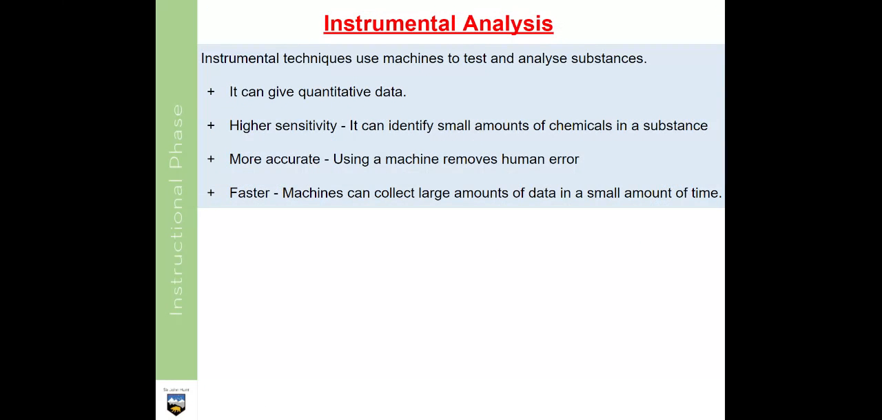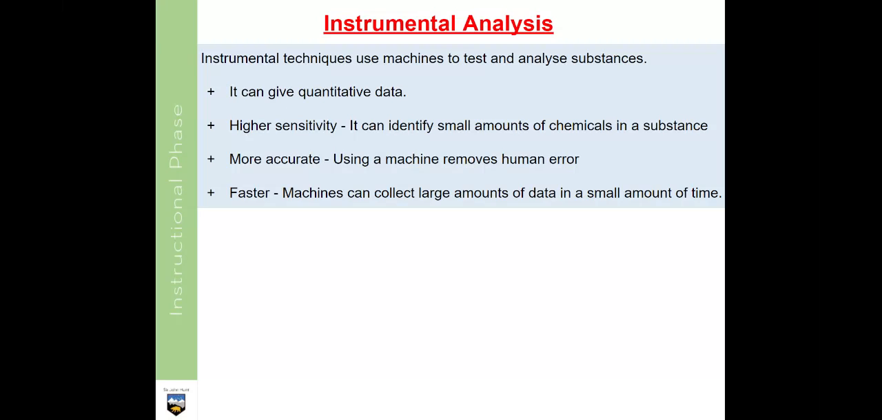So that leads us on to looking at what instrumental analysis is. Instrumental techniques are techniques that use sophisticated machines to test and analyse substances. So, rather than using techniques in the lab, for example, flame tests and paper chromatography, they use machinery instead.